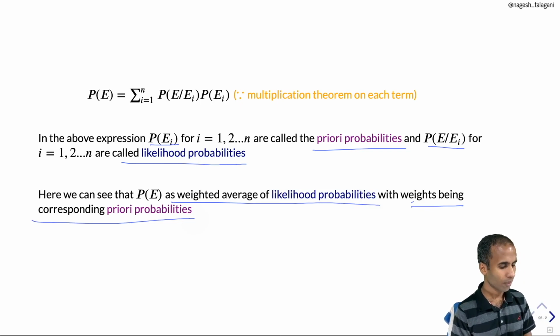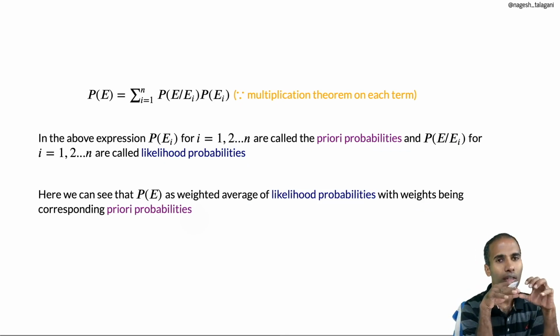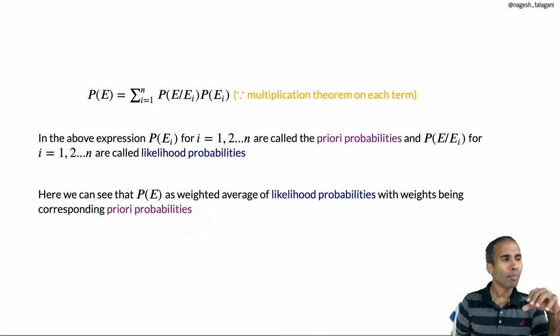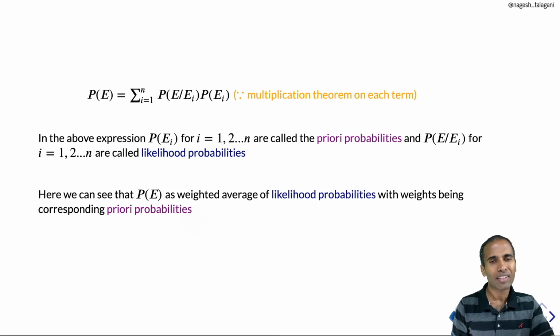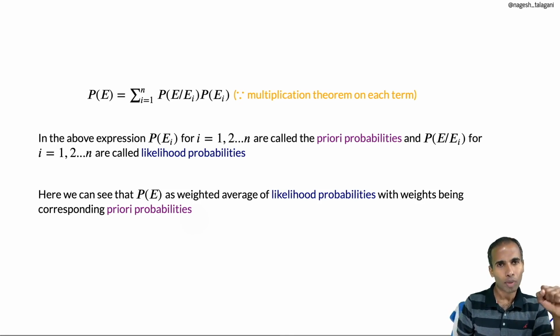Fine. Now the question is when to apply this total probability theorem. See, you may be interested in probability of some event E which can be caused by exactly one of the events E1, E2, so on, En, which form a partition for omega. And you know the probabilities of Ei, which are priori probabilities, and these likelihood probabilities. Then we can talk about probability of event E using total probability theorem. Fine.